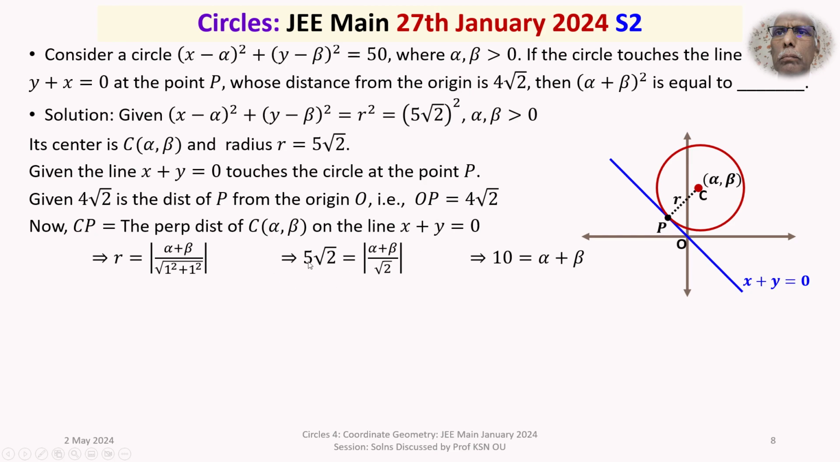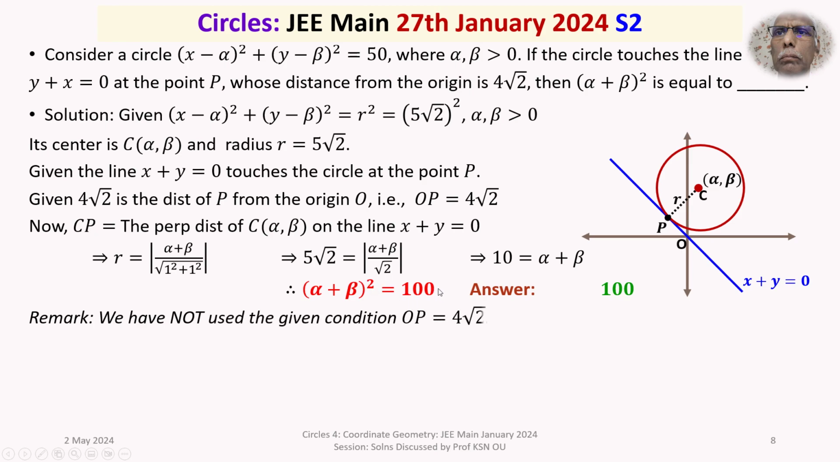So that is 5√2, r is 5√2, yes, r is 5√2, equal to mod of (α + β) by √2, and cross multiply, you will get 5√2 into √2, that is 5 into 2, 10 is equal to α + β. We have not written the modulus because both α and β are positive. Agreed. When α + β is 10, we want (α + β)², that is (α + β)² is equal to 100. So α + β is equal to 10 and its square is 100.